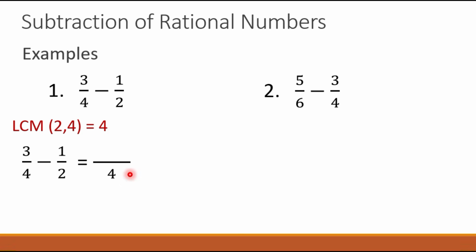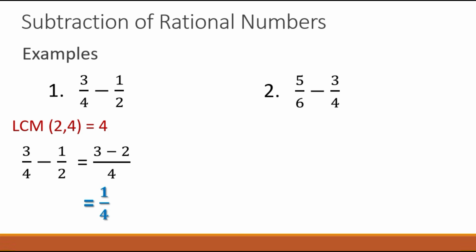So 4 divided by 4 is 1. 1 times 3, that's equal to 3. Copy the minus sign. Then we have 4 divided by 2 is 2. 2 times 1, that's equal to 2. We have 3 minus 2 all over 4. 3 minus 2, that is 1. So the answer is 1/4.